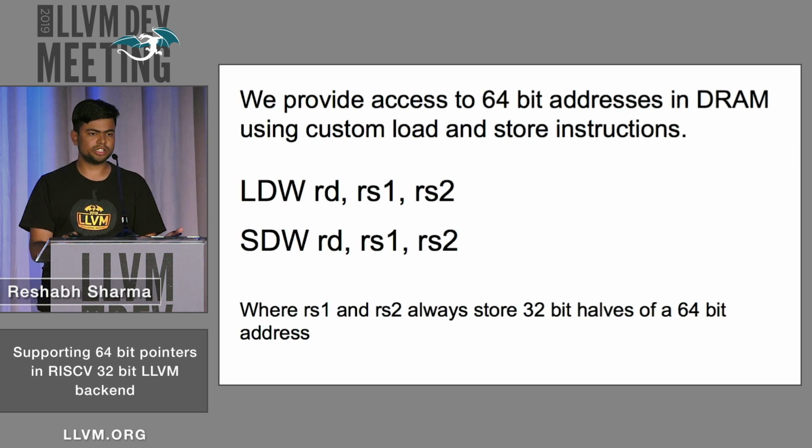So how to do it? We thought, okay, just add two new instructions, a load and a store, so that we can have the 32-bit halves of the address in both instructions, and we can easily load and store them. This sounds pretty trivial, right?